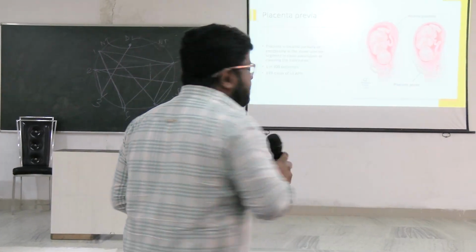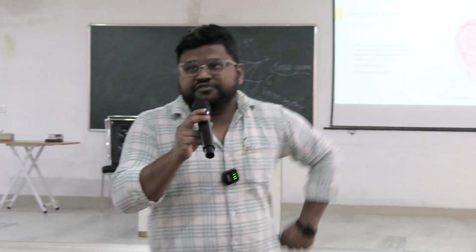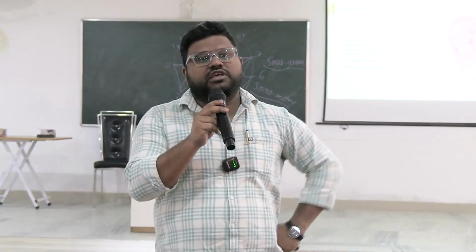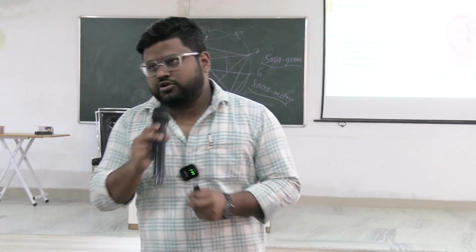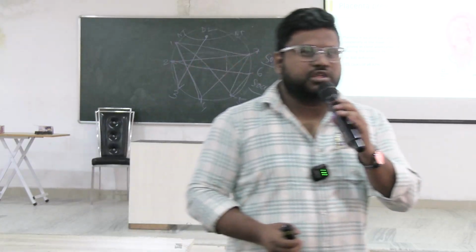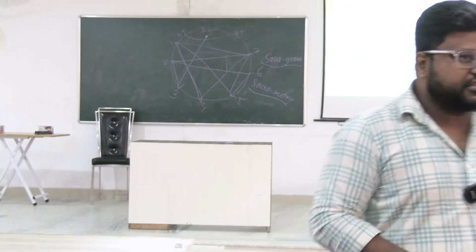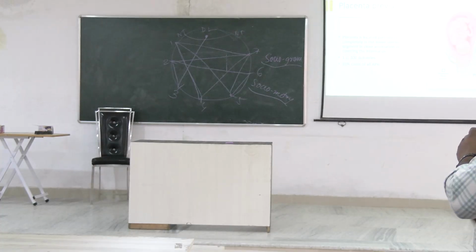So this is placenta previa. Placenta previa is basically when the placenta is localized into the lower uterine segment. Normally, the placenta is usually situated in the upper segment, more commonly in the posterior fundal region of the uterus. But here the placenta is located in the lower uterine segment.